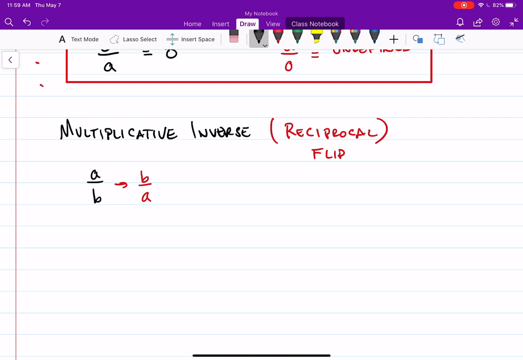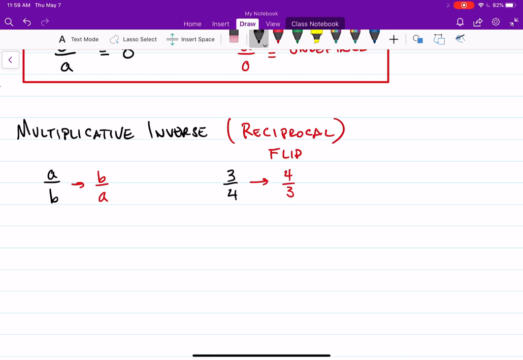If I said find the reciprocal of 3 over 4, you're going to say 4 over 3. If I said find the reciprocal of negative 3 over 4, you're going to want to write 4 over negative 3. However, you're going to finish this with negative 4 over 3. Okay, actually, let me do this.